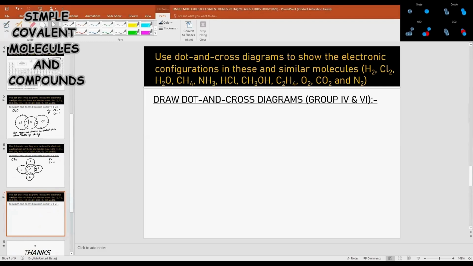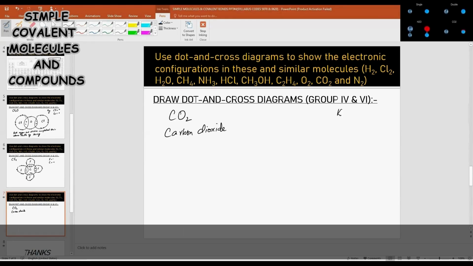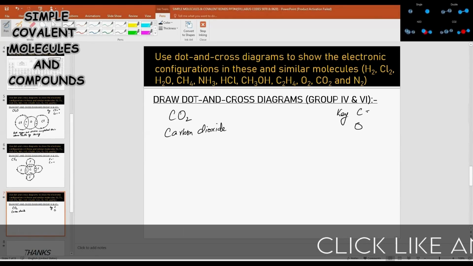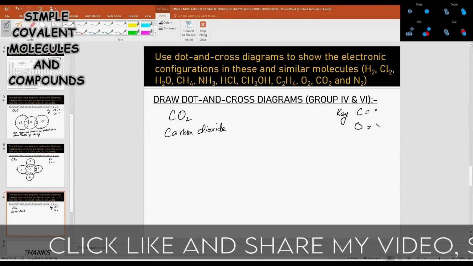Let's work out the dot and cross diagram between carbon and oxygen. We know the formula. It's CO2. CO2 is carbon dioxide. It means that there will be one carbon and two oxygen atoms. A carbon atom contains 4 valence electrons, which means it needs 4 electrons to complete its valence shell, while an oxygen atom has 6, and each oxygen atom needs 2 electrons to complete its valence shell. So first of all, I'm drawing the key on the right hand side. I'm using dot for carbon and cross for oxygen.